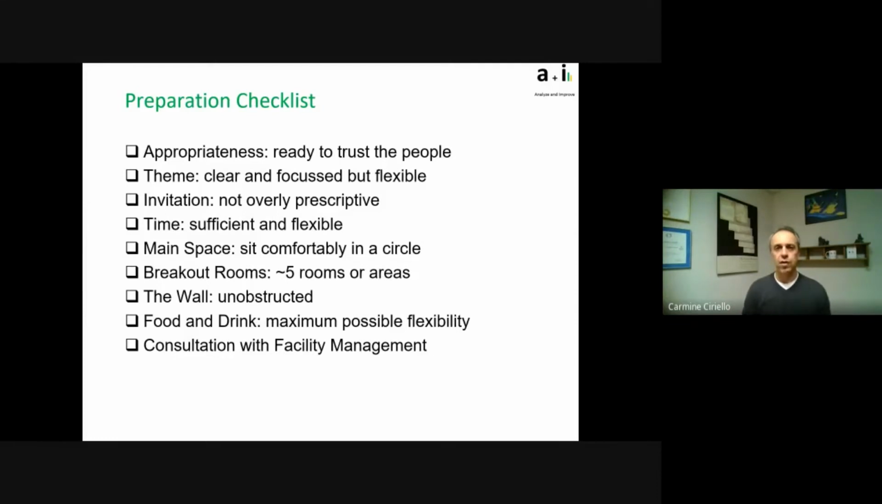Food and drink, we've already mentioned the word flexible a few times, so you want that to be also very flexible. Possibly something like ordered into the room in buffet style where people can eat when they're ready to eat, not necessarily at a certain time. And because of some of these moving parts with the rooms, the main room, also the circle of chairs, you may want to engage with your facility management team to make sure they understand what you need and what you'll be doing with the layout.